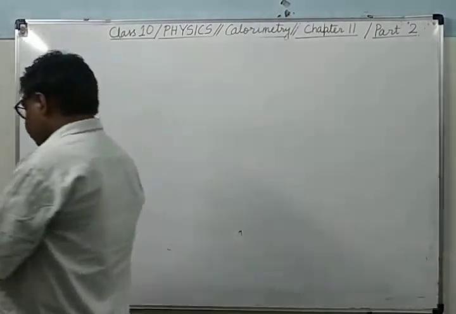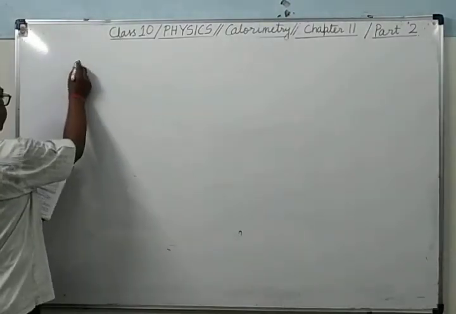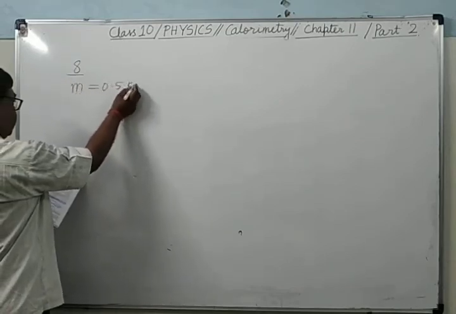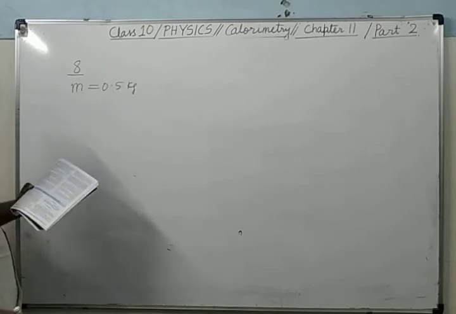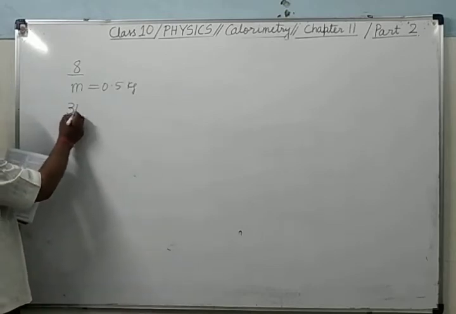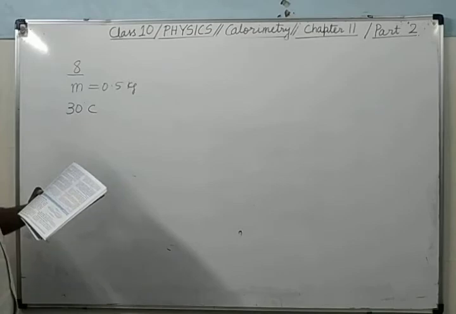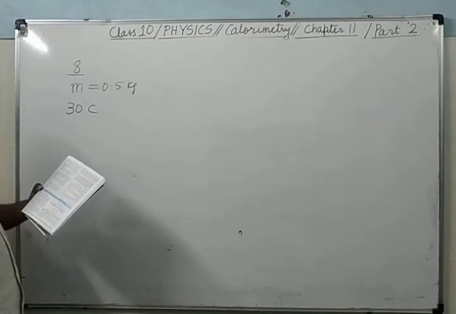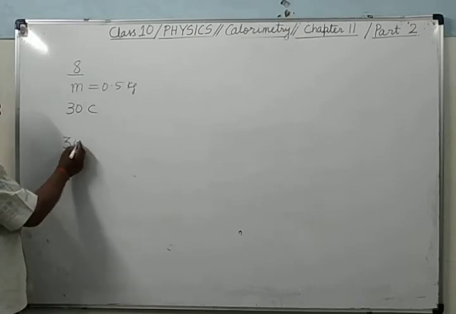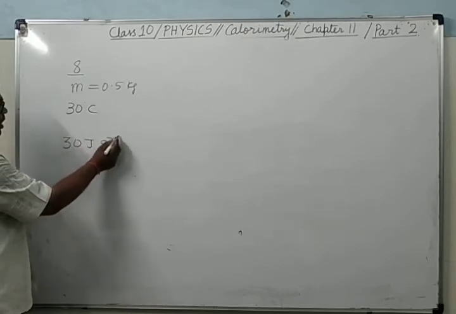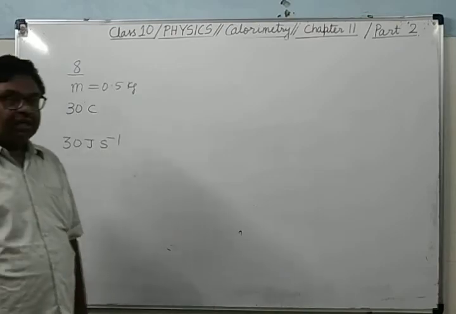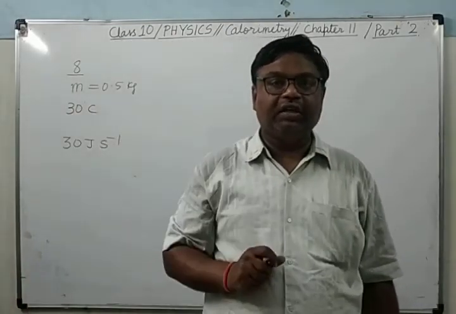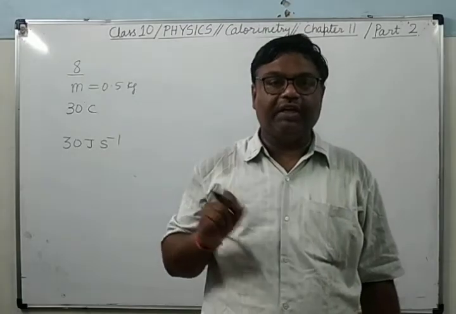Question number 8: 0.5 kg of lemon squares at 30 degrees Celsius, its initial temperature, is placed in a refrigerator which can remove heat at an average rate of this. The refrigerator is removing heat at this rate, 30 joule per second. Means in 1 second it is removing 30 joule heat energy from the lemon squares.